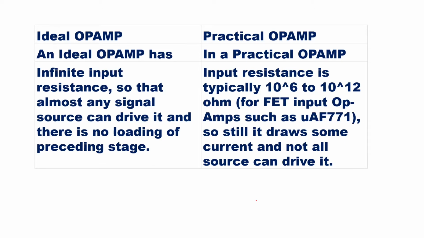Similarly, if you look at the input resistance, that is the input impedance, an ideal op-amp will have input impedance which is very high, infinite. Whereas a practical op-amp will have a high input resistance or input impedance, but it will be in the range of 10 raised to 6 to 10 raised to 12. So still it draws some current. Not all sources can drive it, but it will be very high input impedance. So ideally it is infinite, practically it is very high.